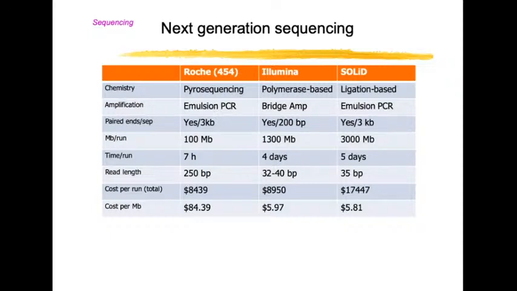Paired ends with 3 kilo base pairs, 200 base pairs, 3 kilo base pairs in this case. The run output is around 100 mega base pairs, 1300 mega base pairs, 3000 mega base pairs. Run time is 7 hours, 7 hours, 4 days, 5 days respectively. And cost is around 8,000 in this case, 439, 8,950. Here is 17,470, so the most expensive one. But per base pair, it's 84.39, 5.97 and 5.81. So somehow Illumina seems fine to go for, but it takes a lot of time for your work.